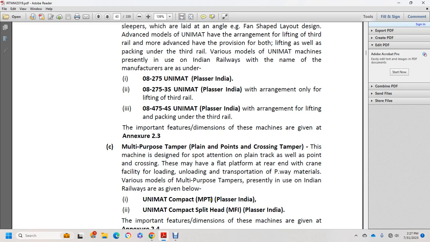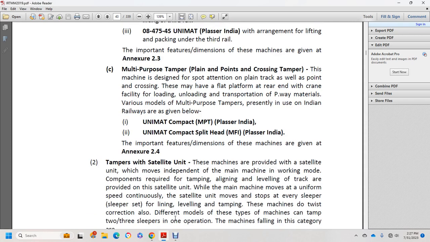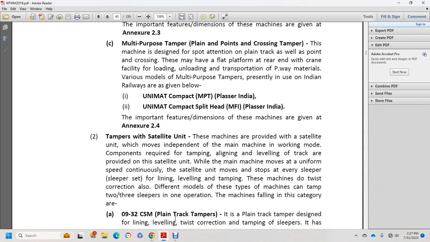Various models of the multi-purpose tampers presently used in Indian Railways are given: Unimat Compact PMMT, Unimat Compact Split Head MFI. The important feature dimensions for these machines are given in the annexure 2-4.